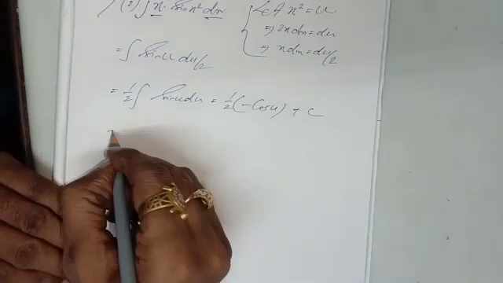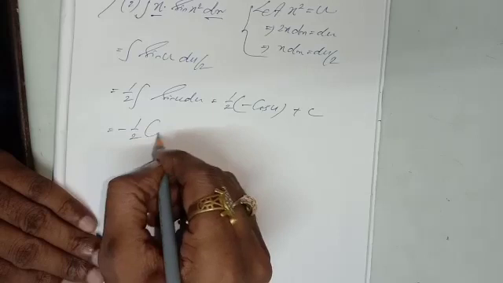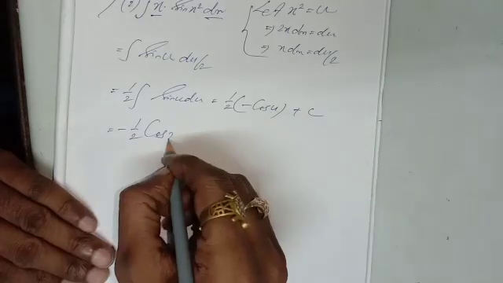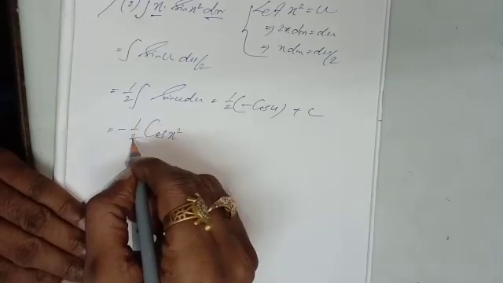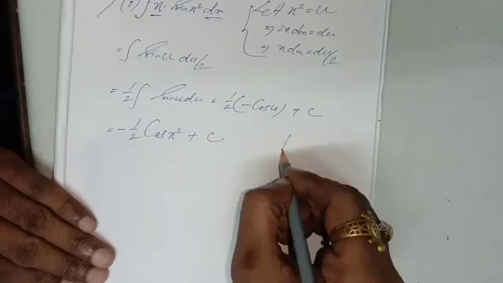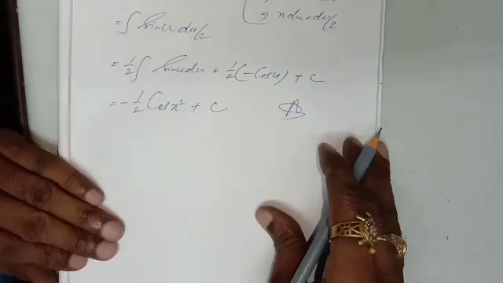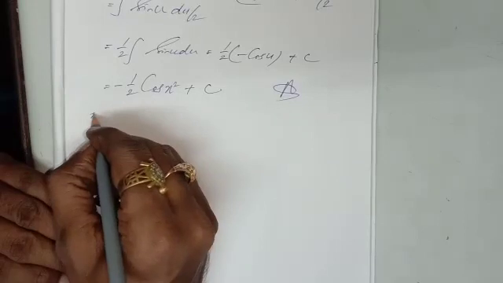So what is the final answer? Final answer is minus 1 by 2 cos u, you have to replace as x square, minus 1 by 2 cos x square plus c. This is the answer of number 1, first part. Let us go to the second part.